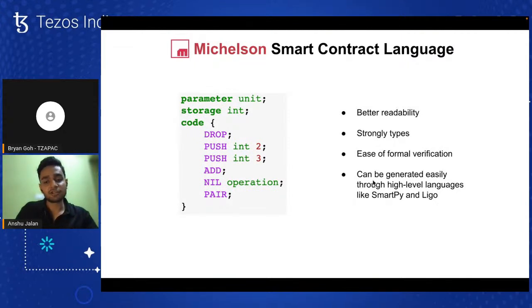And finally, this is not an advantage, but this is a feature. You don't really have to write code in Michelson, because obviously it's going to take a lot of time if you want to write very complex code. Rather, you write code in even higher-level languages, like SmartPy and Lego on Tezos, and they compile down to Michelson.